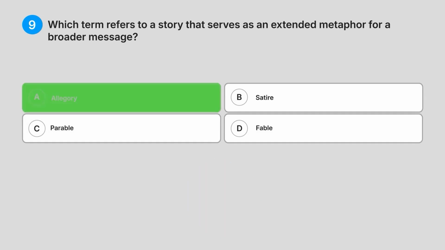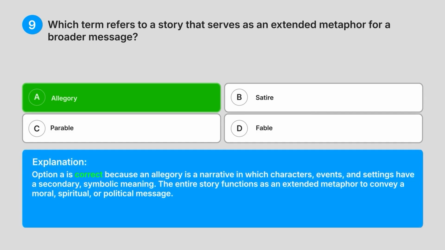Correct answer, A. Allegory. Explanation: Option A is correct because an allegory is a narrative in which characters, events, and settings have a secondary, symbolic meaning. The entire story functions as an extended metaphor to convey a moral, spiritual, or political message.